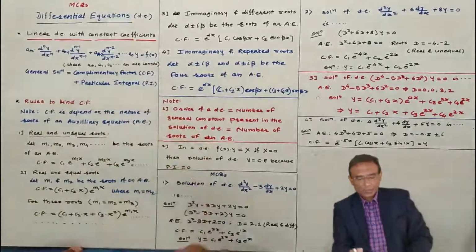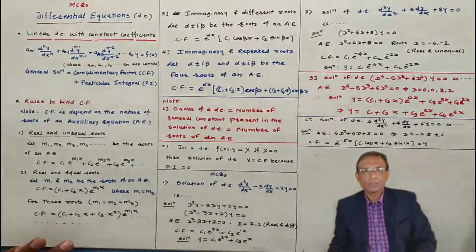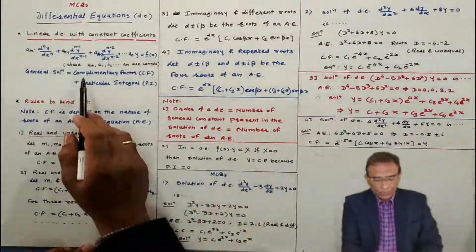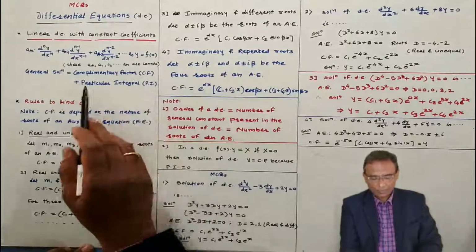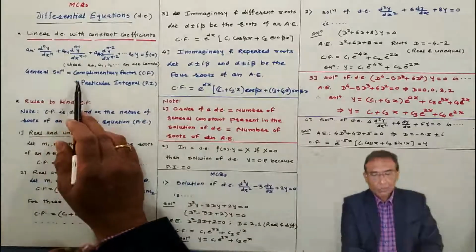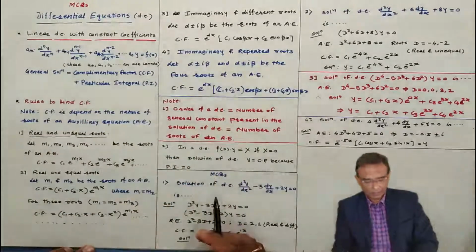When you solve any linear differential equation with constant coefficients, you will get two components. The first one is the complementary function, I'll call it CF, and the second is the particular integral, that is PI. The general solution of the differential equation is the complementary function plus the particular integral.